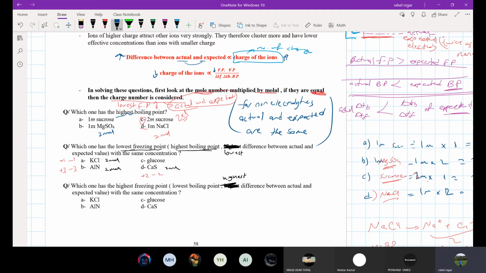Oh, sorry, my bad. We are correct. We are on the right track. What about boiling point? It was the highest boiling point. Highest boiling point also means lowest charge number. Okay. Difference. The lowest difference means the lowest charge number. Which one has the lowest charge number and is 2 mole? The answer is A.